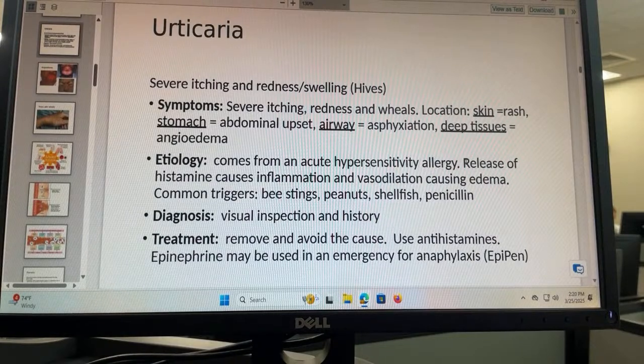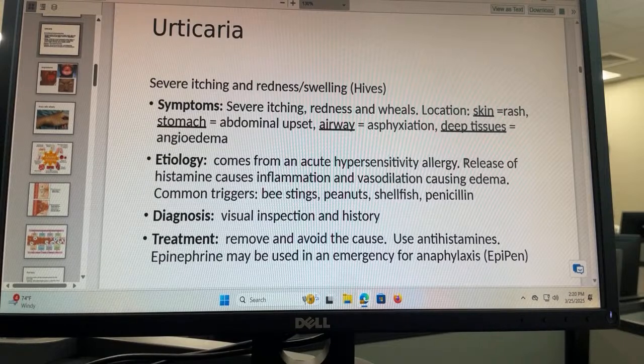Depending on where the hives are depends on what kind of symptom you'll have. On the skin, it'll look like a rash with wheals. If you have urticaria develop in your stomach, maybe from something you ate, you'll get severe abdominal upset, cramping, and indigestion. If it develops in your airway, it can lead to asphyxiation, so it can make your trachea swell up and make it difficult to breathe. And have you ever heard of anaphylaxis? That's an example of this.